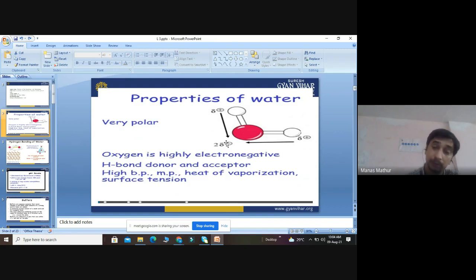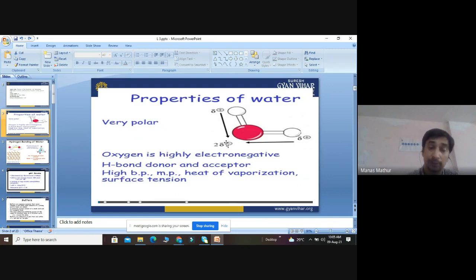Okay, so what will happen? It can take 2 electrons to complete its octet and come into a stable state. So in H2O, 2 hydrogen atoms will come and attach to the oxygen. Since oxygen is deficient in 2 electrons, these 2 electrons will be given by the 2 hydrogen atoms, and the whole reaction will be complete. So it has hydrogen bond donor and acceptor, and water has a very high boiling point, high melting point, and very high heat of vaporization, meaning that around 100 degrees water starts to evaporate.